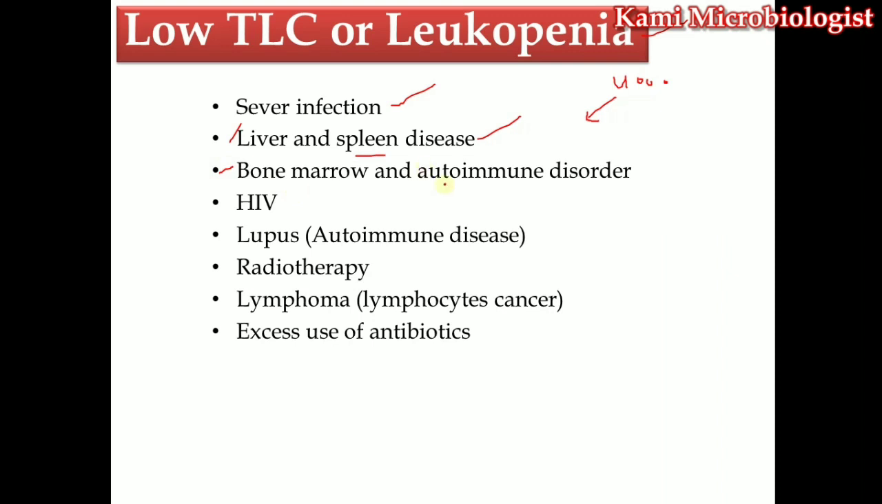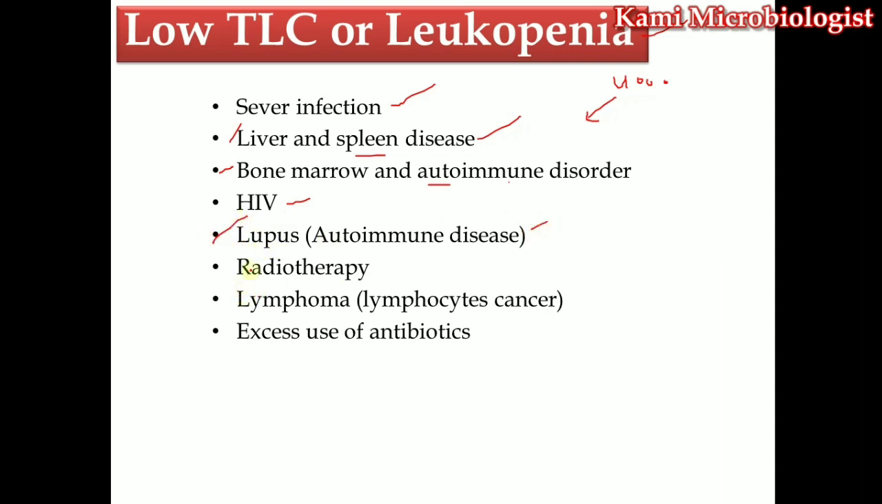Bone marrow and autoimmune disease. All of you better know that bone marrow can make the white blood cells, or all the blood cells. If there is a bone marrow disorder, the white blood cell decreases. Autoimmune disease means, let's suppose, immunity is attacking on the tissue, so definitely if it attacks the bone marrow, the white blood cell decreases. HIV, we better know that HIV is the human immunodeficiency virus. It can attack the white blood cell, due to which the white blood cell decreases. Lupus, again an autoimmune disease.